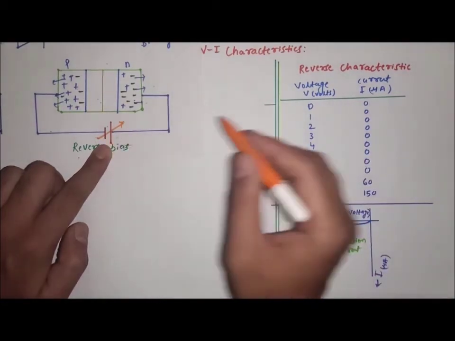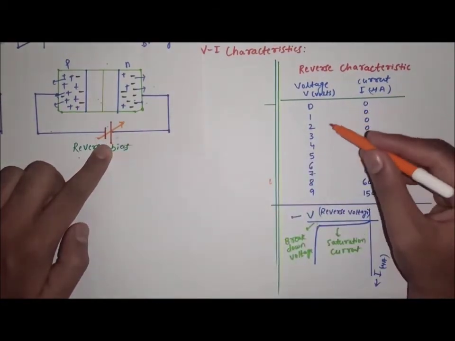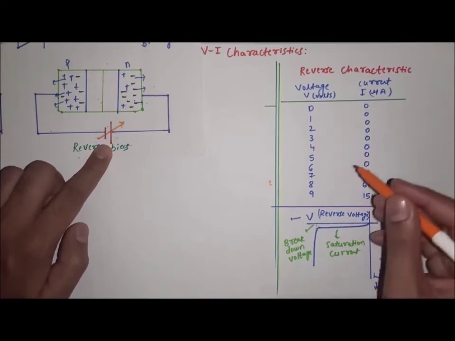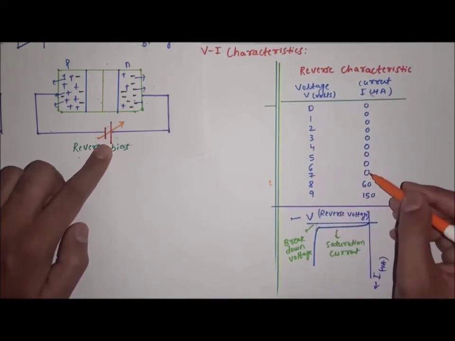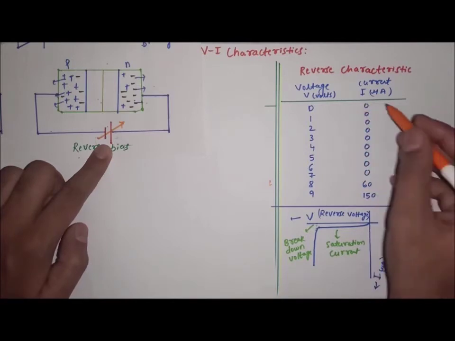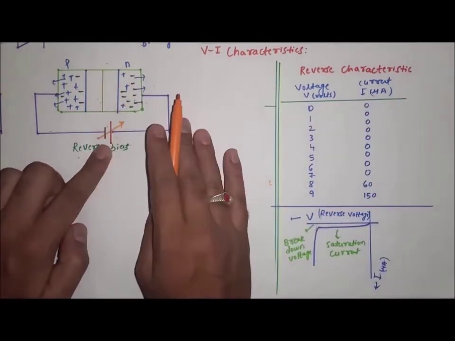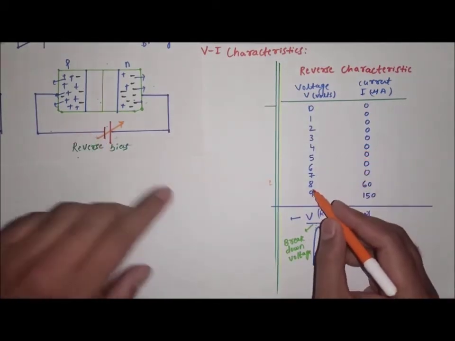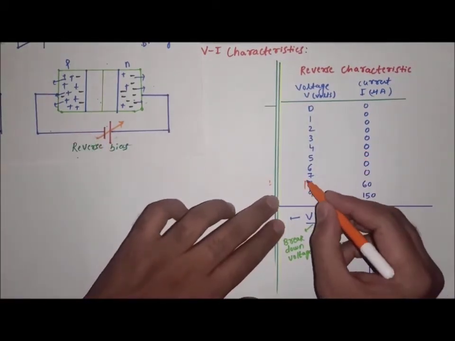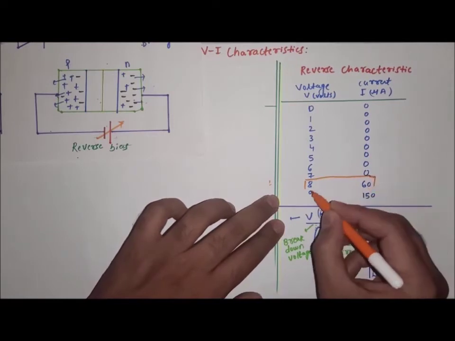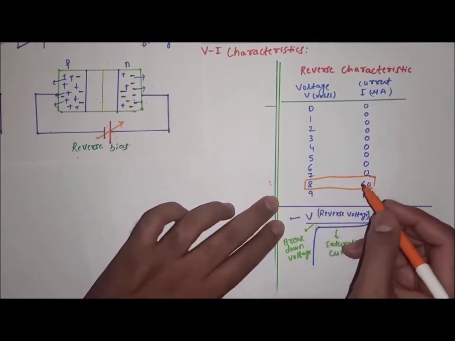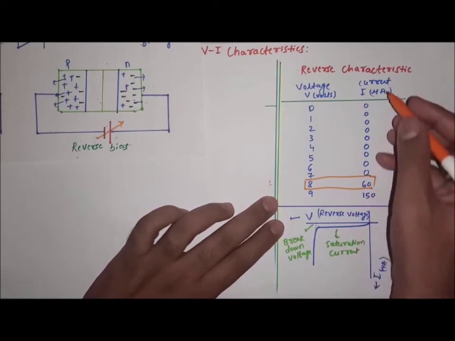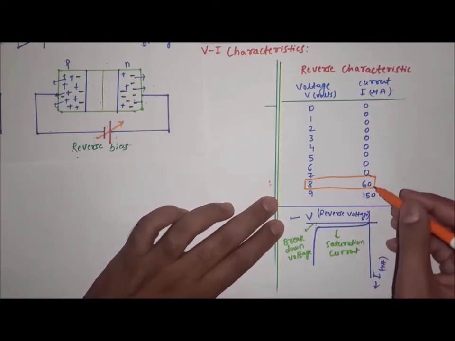When you make it 1 volt, there is no current. When you make it 2 volt, no current. 3 volt, 4 volt, till around 7 volt, you are not at all getting any current in reverse bias. You will not get any current in it. But once it reaches a voltage, here it is 8 volt, at which the current increased suddenly, right? Around 60 microampere of current you got.